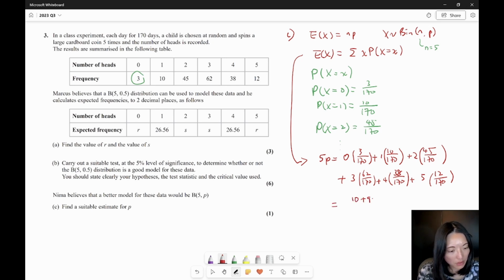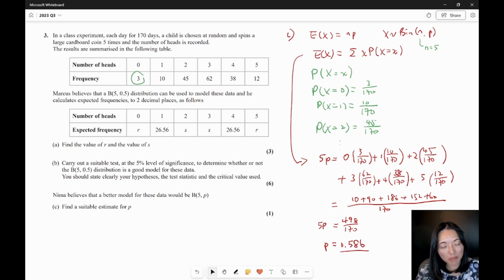10 plus 90, plus 3 times 62, that's 186, plus 4 times 38, that's 152, plus 60, all over 170. And that means 5p is 498 over 170, which means that p is 0.586 to 3 significant figures.